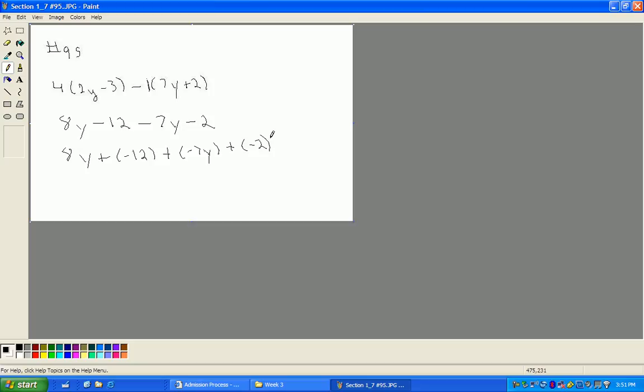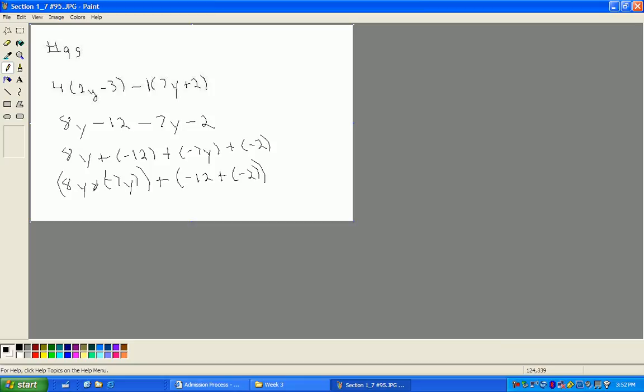And now we can go ahead and combine all of the y terms and all of the constant terms. When we combine all the y terms, we end up with 8y plus negative 7y. That's in its own set of parentheses. Plus, now we combine all the constant terms. We know we have a negative 12 there, plus a negative 2.